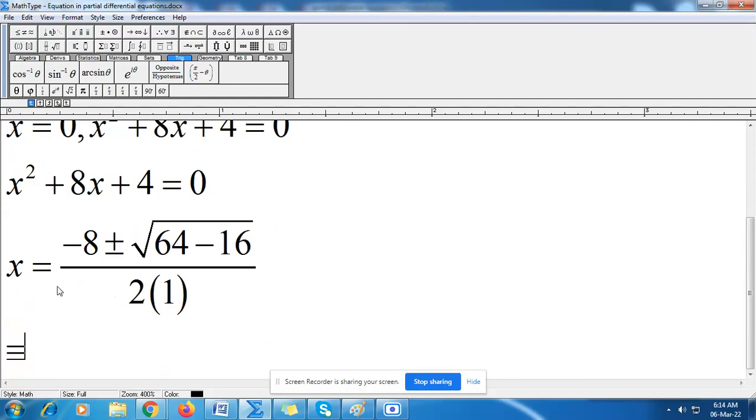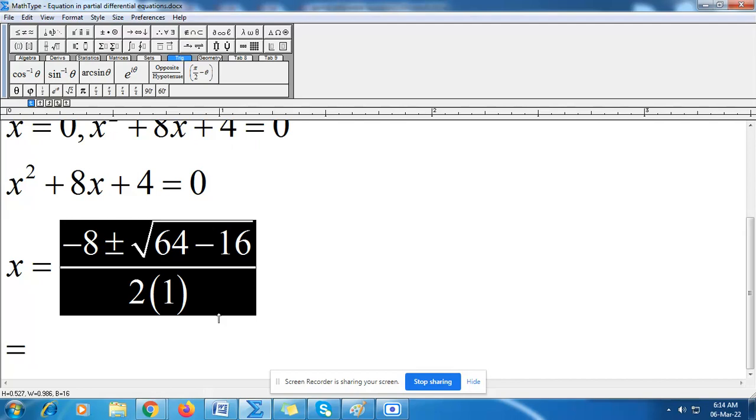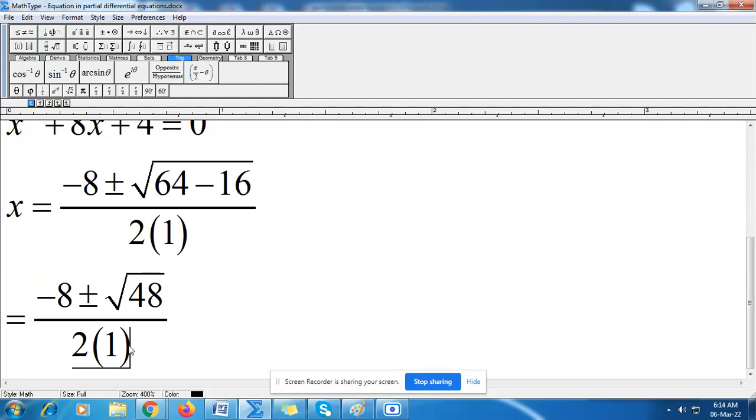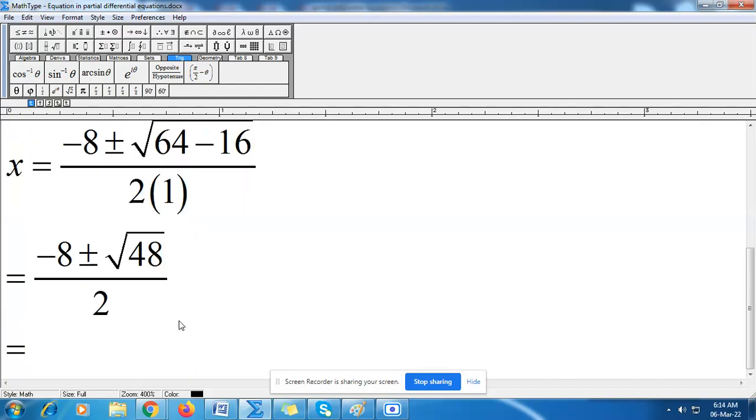This is about 64 minus 16, which is 48. Minus 8 plus or minus root 48. So 48 can be written as 16 into 3.